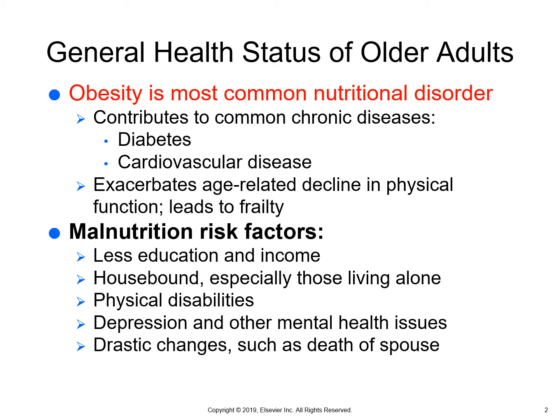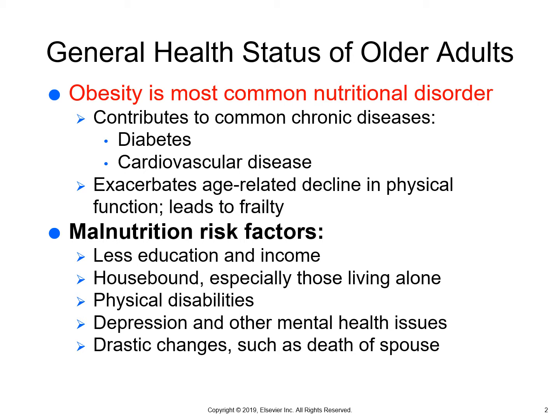Some of the risk factors are less education and income. Many of these elderly people are housebound, especially if they are widowed and living alone. Many times physical disabilities, and even if they don't have disabilities, they don't get around like they used to. Sometimes they have had their ability to drive taken away from them. So those are all things to think about.